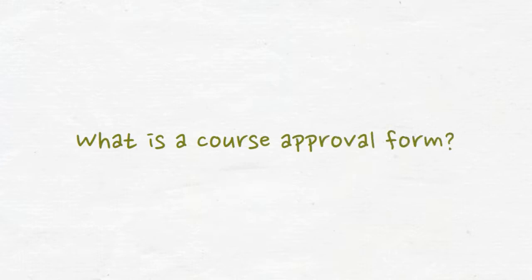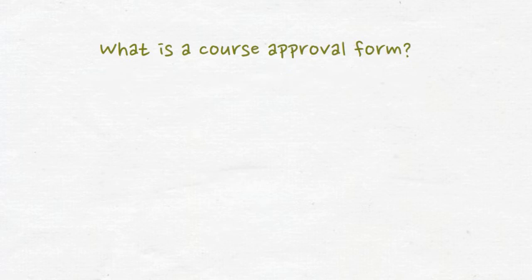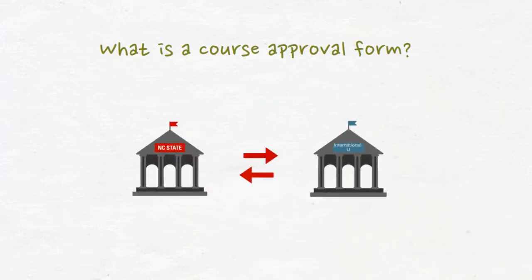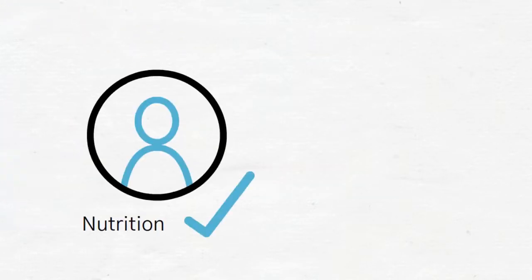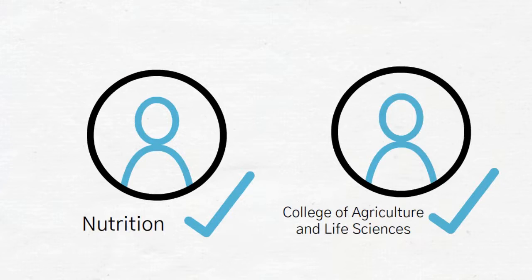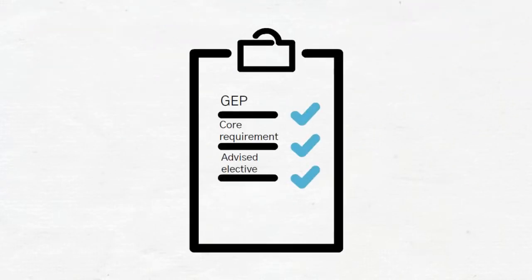We hope this video will help answer some of your questions about the course approval form for study abroad. First, what is a course approval form? The course approval form is the document that you will use to ensure that the courses you take abroad will transfer back to NC State and fulfill the correct degree requirements. In order to complete the form, you will work with approvers from your department and college to determine how the courses you plan to take will fit into your degree audit.